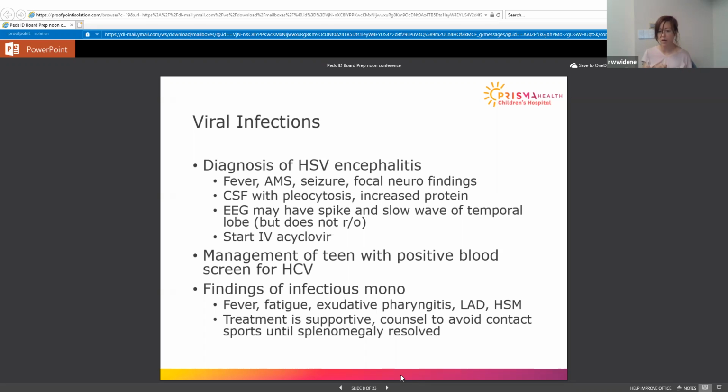Always know with mono, you don't give steroids unless your airway is compromised. So I think only Liz will be giving steroids for mono in this room. Otherwise, there's no evidence base to show that it has any benefit. Treatment for regular plain old mono is supportive. You counsel to avoid contact sports until that spleen has clinically gone back down to size.